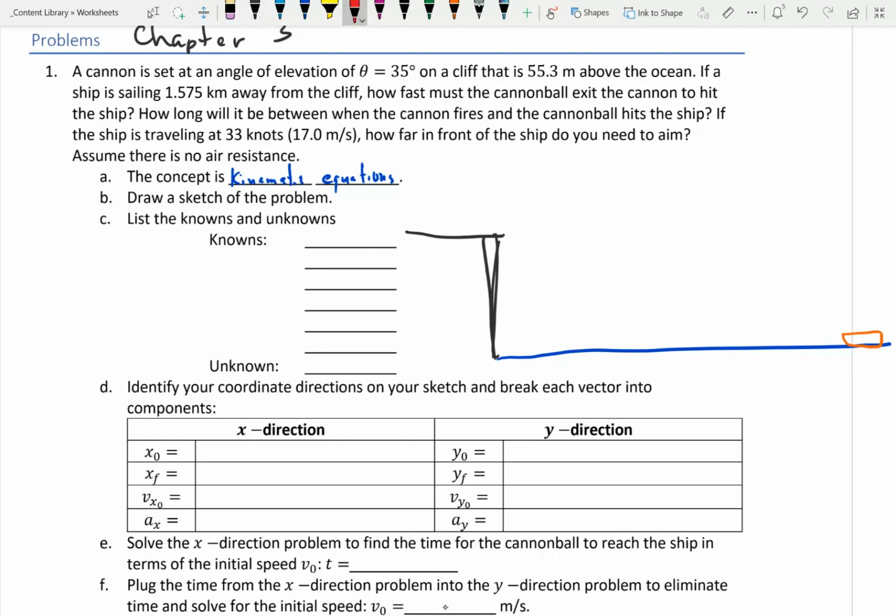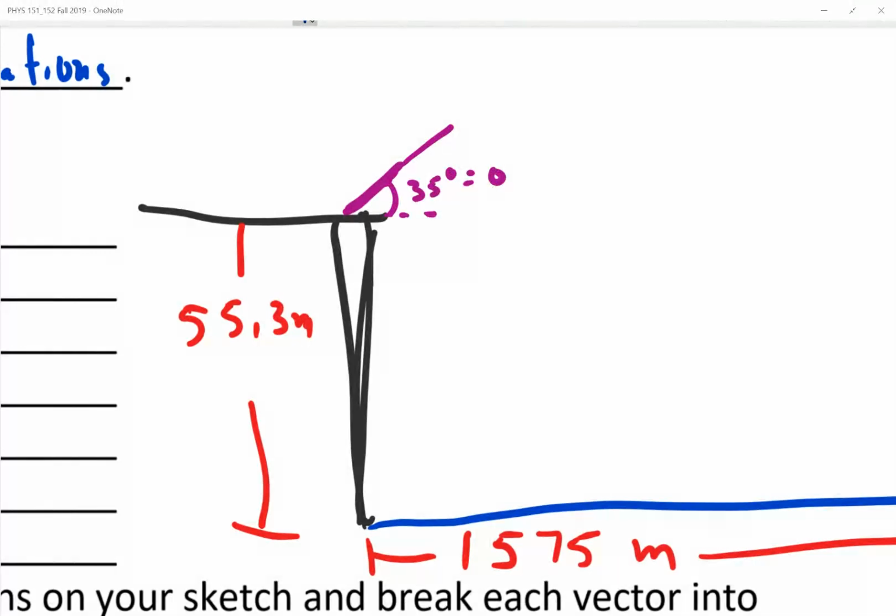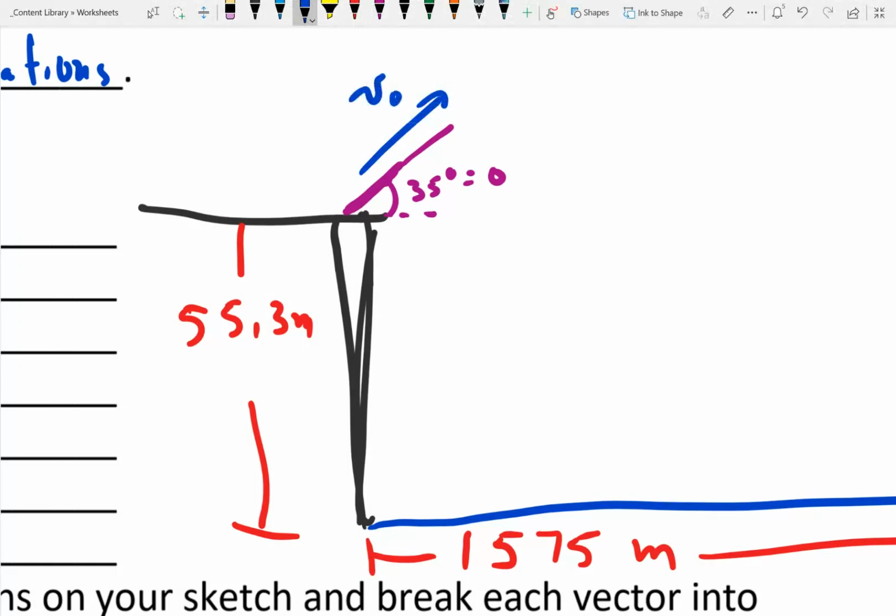And we were given that the cliff stands 55.3 meters above sea level and that the ship is 1.575 kilometers or 1,575 meters away from where the cannon is. So I have my cannon here at an angle of 35 degrees above horizon, and I am looking for the initial speed.